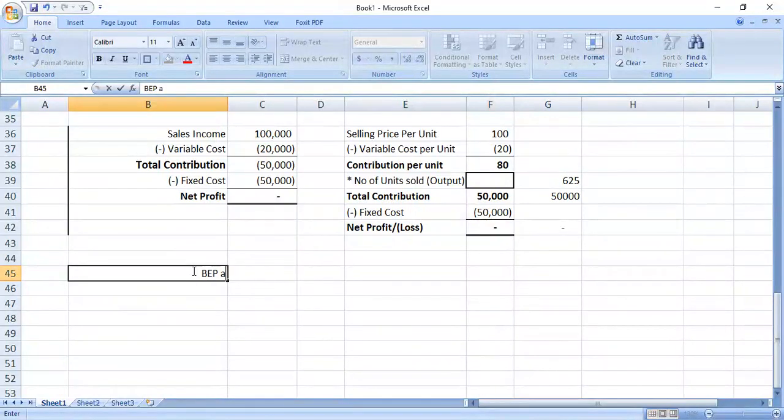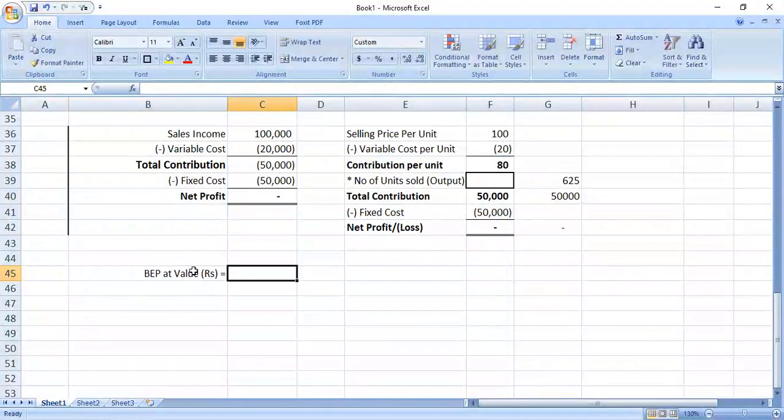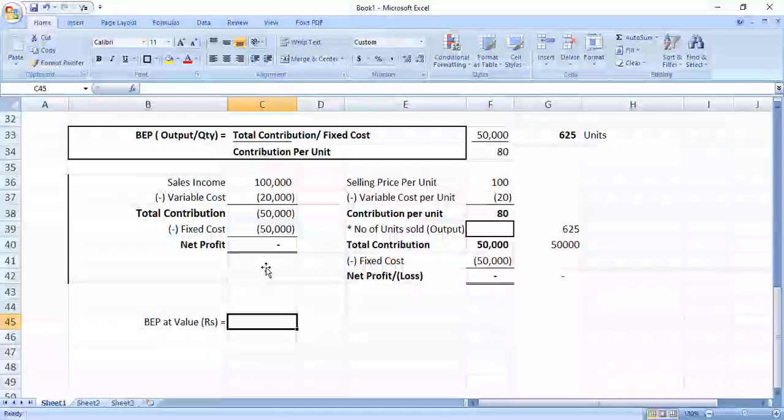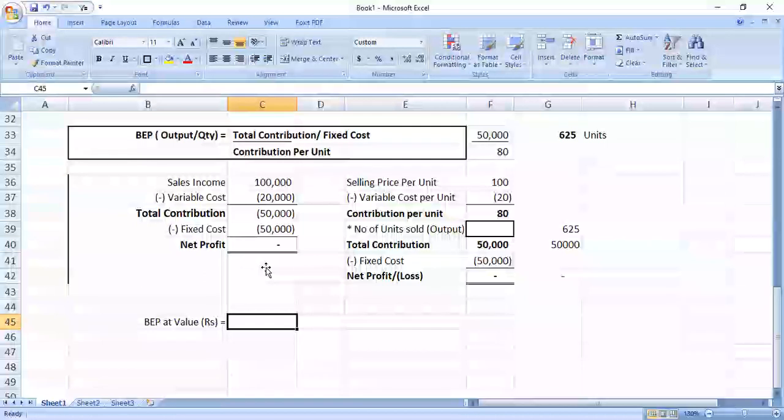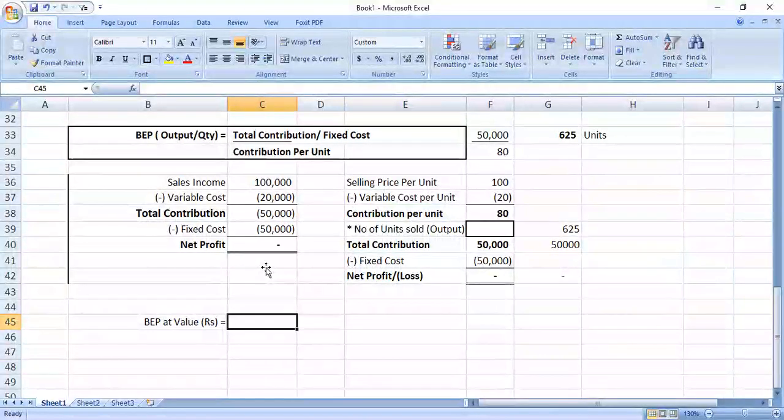Now the same thing they can ask as break even point in value, or rupees value. What they are asking is how much the sales income is at the break even point. So how can you get the sales income at the break even point?